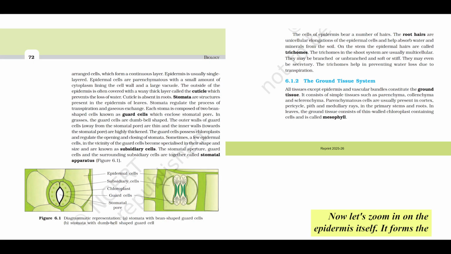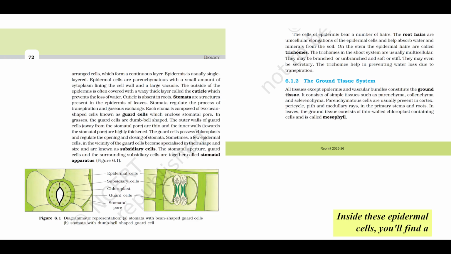Now let's zoom in on the epidermis itself. It forms the outermost layer of the primary plant body. That just means it's developed during the plant's initial stages of growth. Typically, the epidermis is a single-layered structure. It's composed of elongated cells, usually parenchymatous, that are highly compactly arranged. Think of them like perfectly fitted tiles, right? Forming a continuous, unbroken barrier.